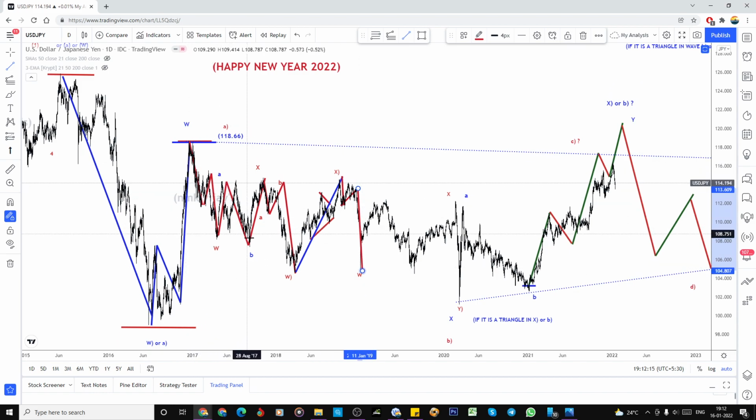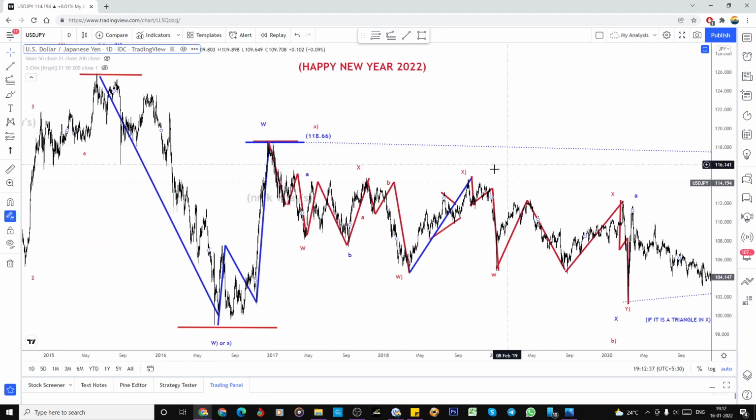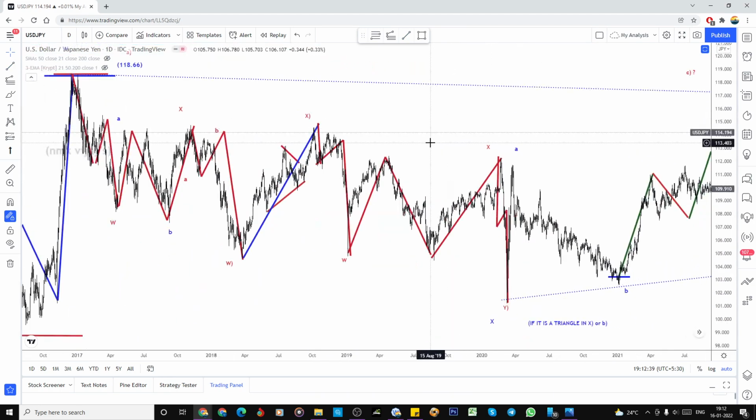Here it's also the expanded flat. What it did here, this one is a running flat. So this portion got completed. Later on, this is one ABC, and it did here. So now that same pattern occurred here. I will show you that in detail.